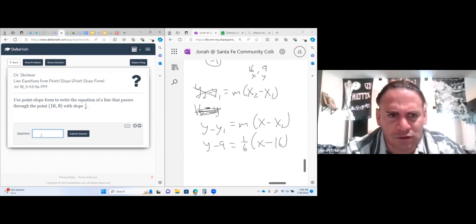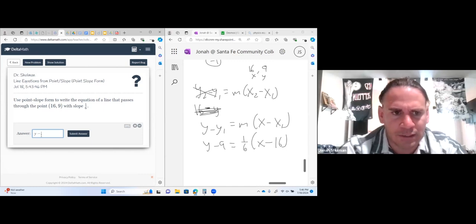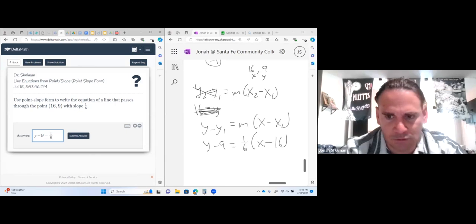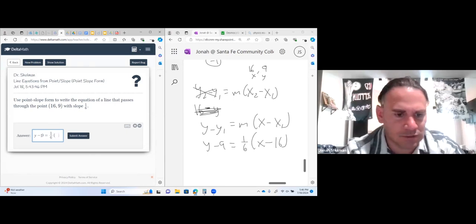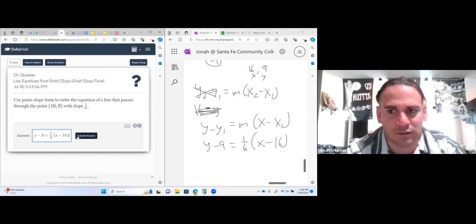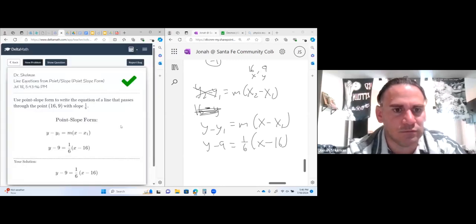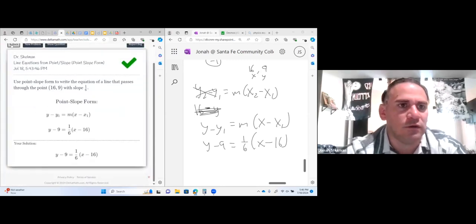Yeah, this is point slope, not intercept form. So I think that's what they want. y minus 9 equals 1/6 (x minus 16). But no matter how you write it, it's still the same thing. I always write it in y-intercept form. That's just my way of doing it. Sweet. There we go.